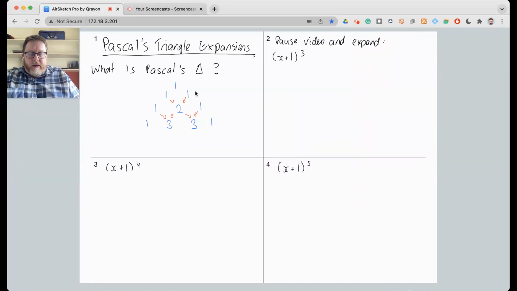I won't put the arrows in anymore, but maybe I'll just verbalize it. We've got a 1 to start with. Above is a 1 and a 3, so that makes a 4. Above the next is 3 and 3, which makes a 6. And above the next is 3 and 1, which is a 4. And then we finish with a 1. And then we do the next row.